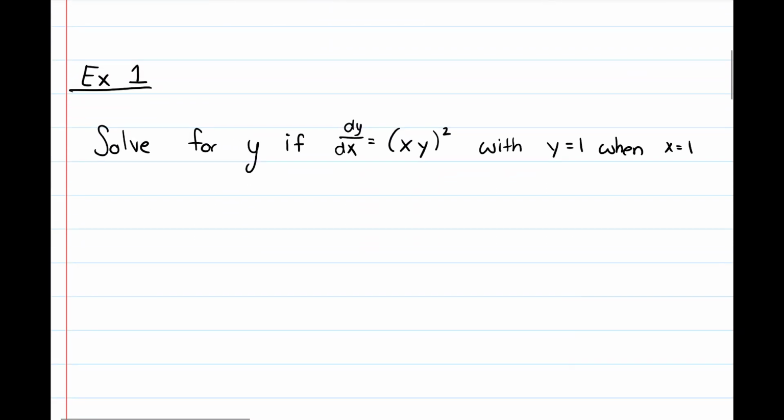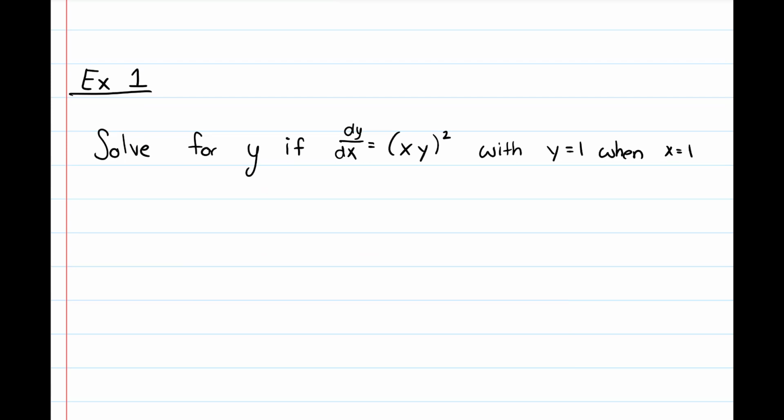So example 1. Solve for y if dy/dx is equal to xy squared when y is equal to 1 and x is equal to 1. Notice that there is a y and an x on both sides, and we need to take the antiderivative to find the general solution.